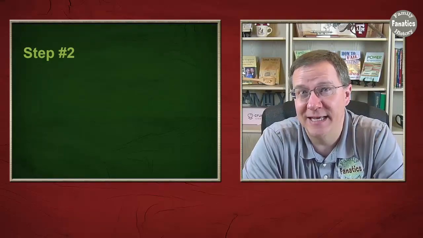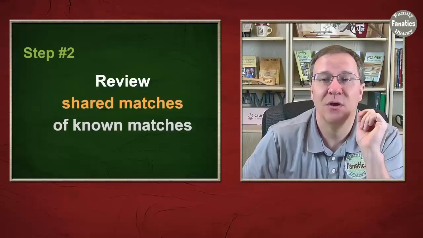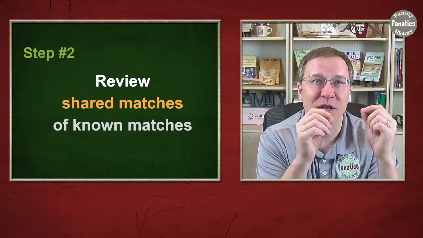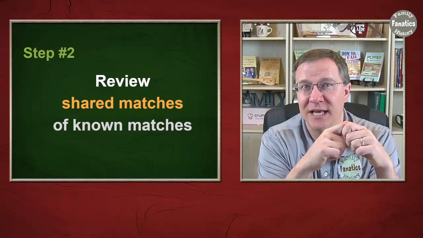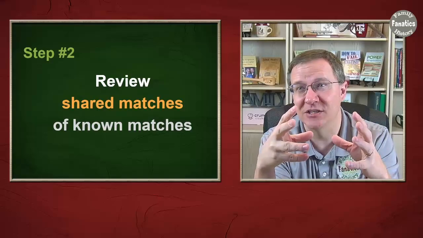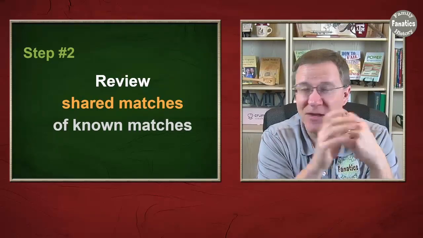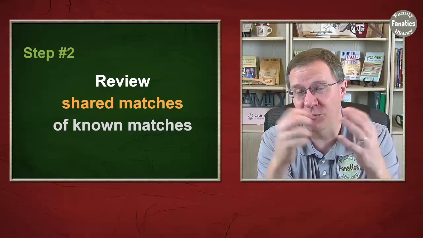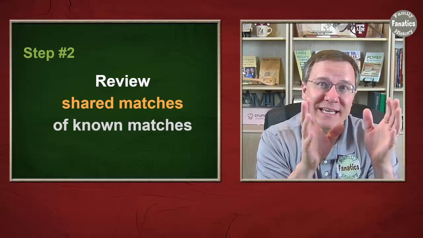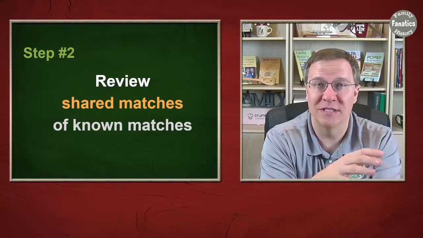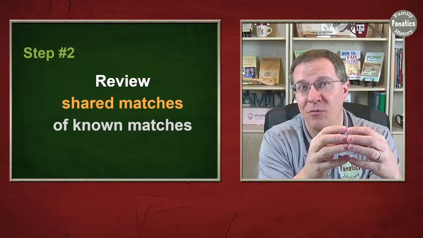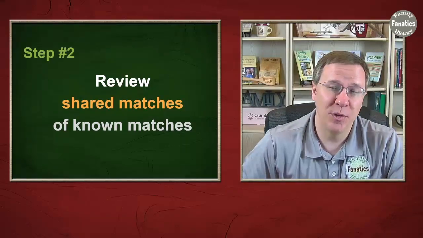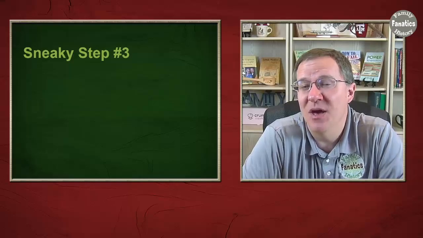Now, step two then is once we've identified those, we want to look at the shared matches. The great thing about shared matches is if we know how one match is related to us, there's a good chance that those shared matches are related along that same line. Now, not always, because it might be that the shared match is related to us through both sides of the family, through their separate parents, but it is a good starting point. You're going to see that a lot of your shared matches that you compare with a known match are along that same line. And so we move on to what I call the sneaky step number 3.